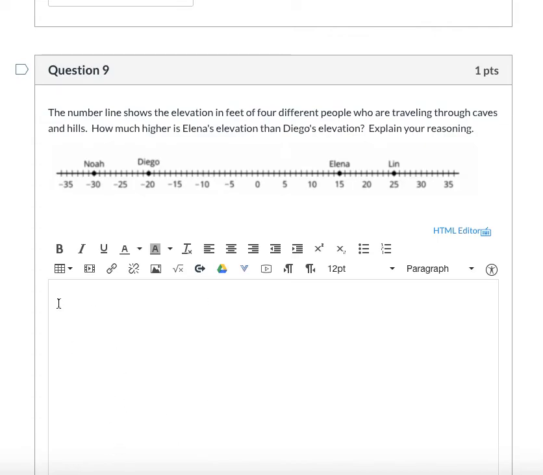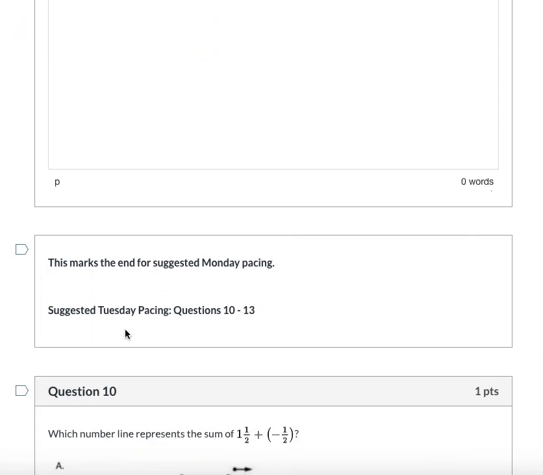If you need to, you can type out your answer, or if you would like to as well, you are allowed to record. This marks the end of the suggested pacing for Monday.